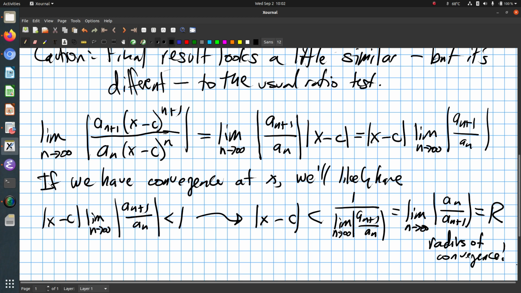Okay, so that's the main idea. And so you can use this formula to figure out what the radius of convergence for any power series is just by looking at the coefficients. So what this means is, in particular, the coefficients of a power series, not the center, determine the radius of convergence.